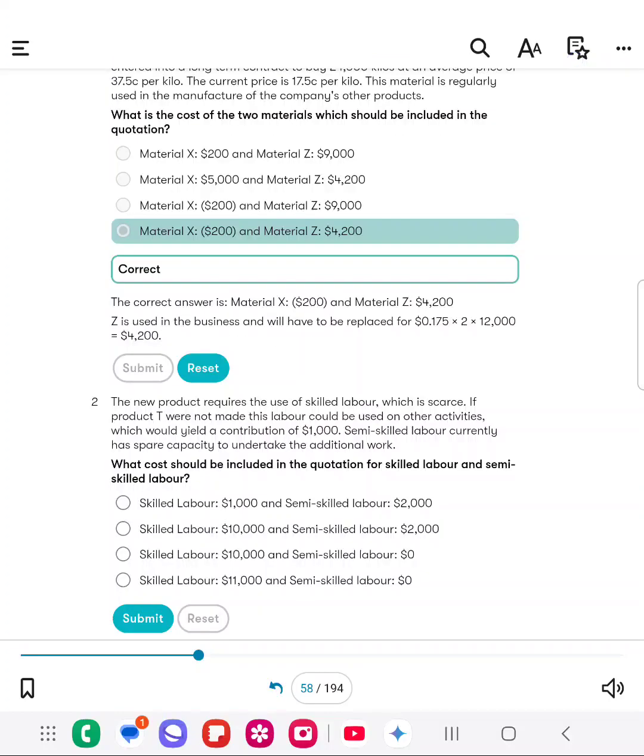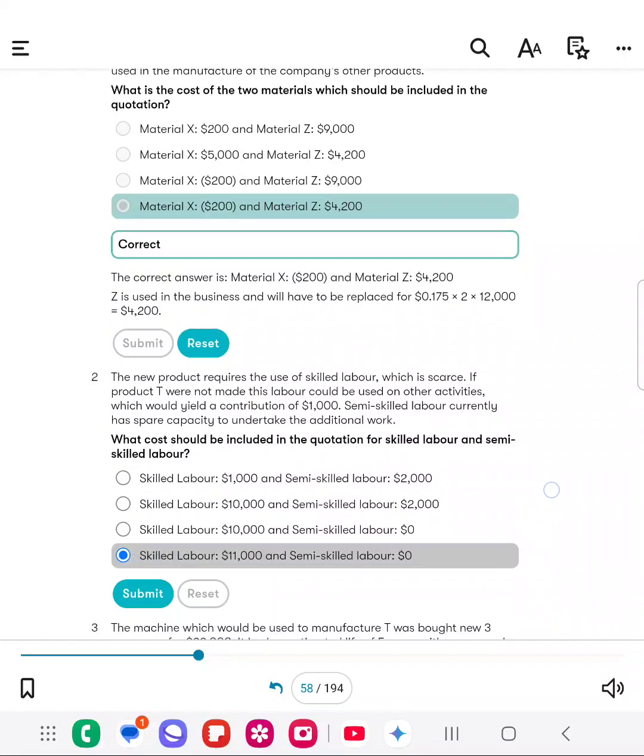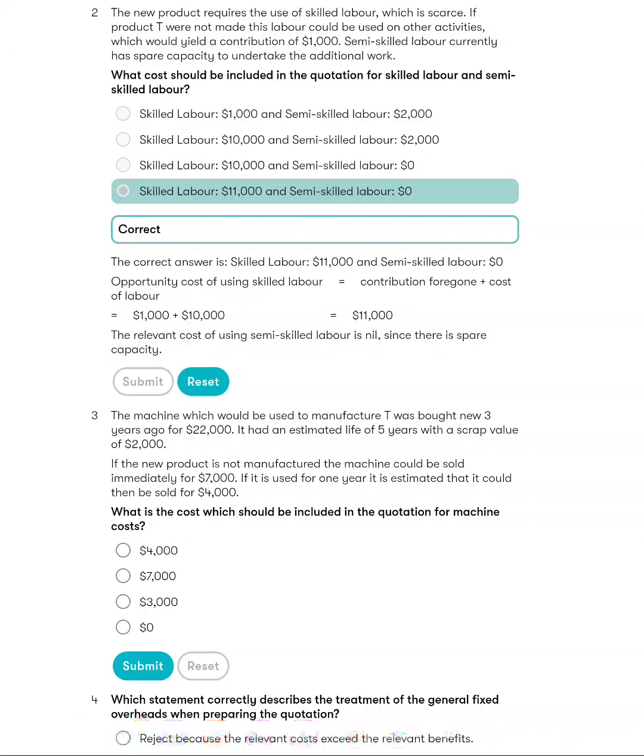So that would have been sacrificed, and hence how will we calculate the wage rate or the relevant cost for the skilled labor? The current wage rate, which is being given, plus the contribution which will be forgiven if that labor, which could have been engaged in some other project, is diverted and used in the current project. So the cost will be 10,000 plus 1,000, that is 11,000 for skilled labor, and hence I choose option 4.